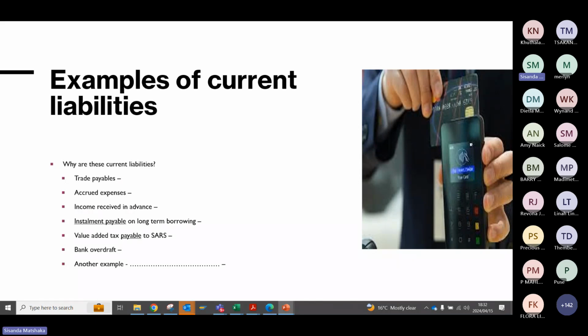So actually, even these, right? If let's say you have your telephone account which you have received in the last month of your financial year.